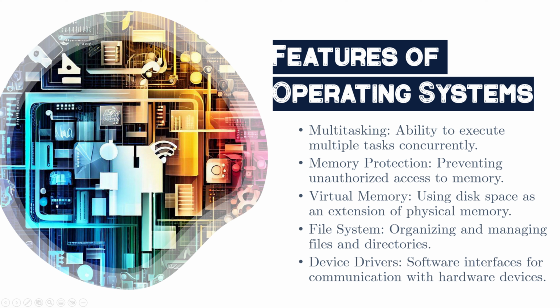Memory protection is another critical feature. The operating system ensures that processes cannot access or modify memory areas allocated to other processes, preventing unwanted interference and maintaining system stability. Virtual memory is a feature that allows the operating system to use disk space as an extension of physical memory. It enables efficient memory management by swapping data between physical memory and disk, effectively expanding the available memory for running applications.